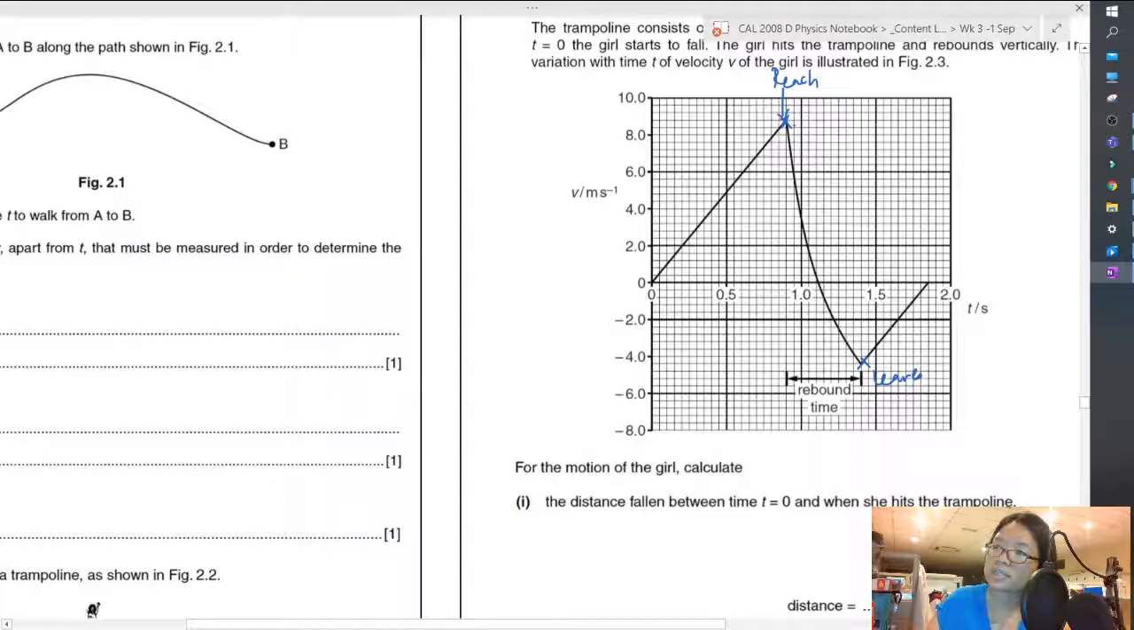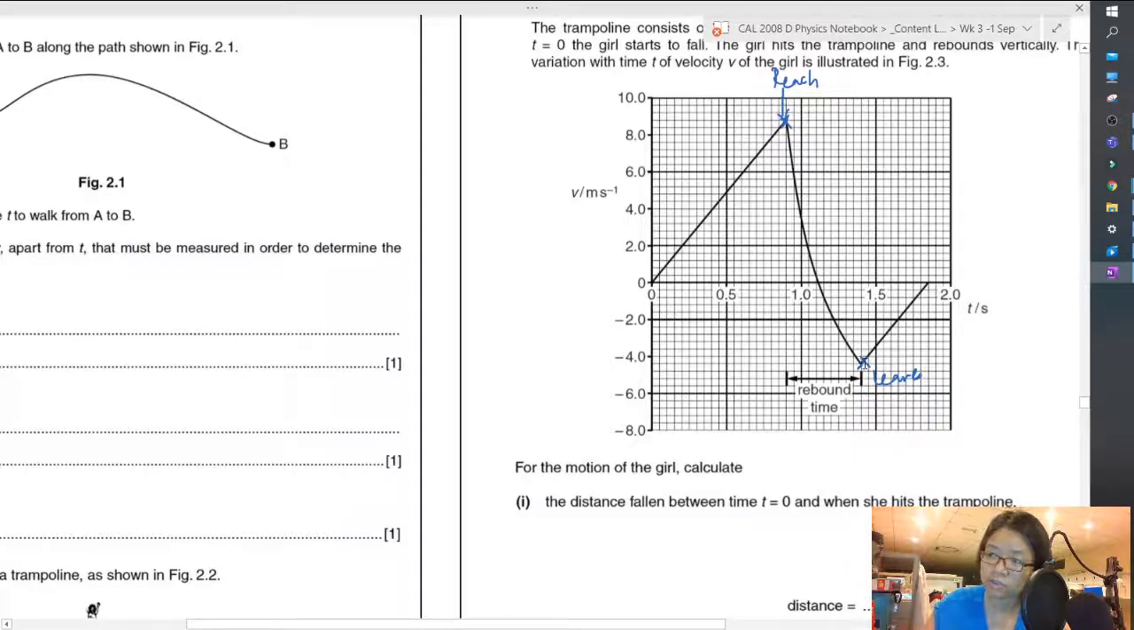You notice that this is a very long rebound time, because when she touches the trampoline it will begin to stretch, slowing her down until she stops. But because of inertia, she will continue to go down, stretching the trampoline further. Then the trampoline will not be stretched any more, and pushes her back up. Now she travels back in the opposite direction. This part here might look a bit weird. This is where she leaves.